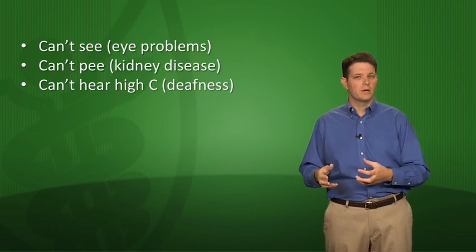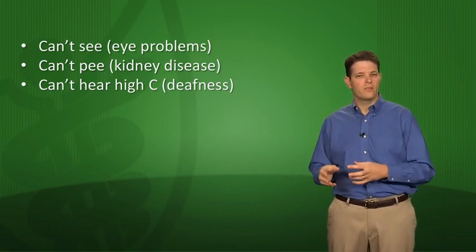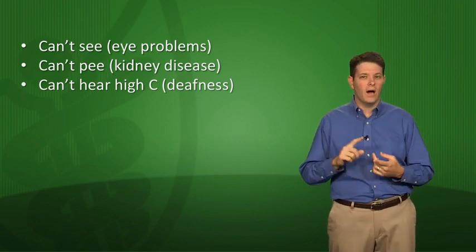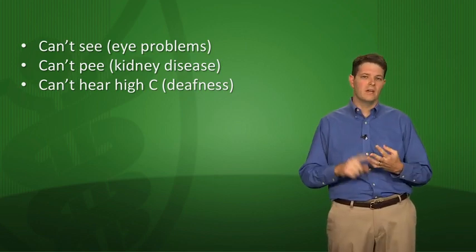So if you remember the mnemonic for reactive arthritis, that was can't see, can't pee, can't climb a tree, you can change that around a little bit for Alport syndrome. So it becomes can't see, can't pee, can't hear high C. So eye problems, kidney disease, and deafness. So that's it for collagen.